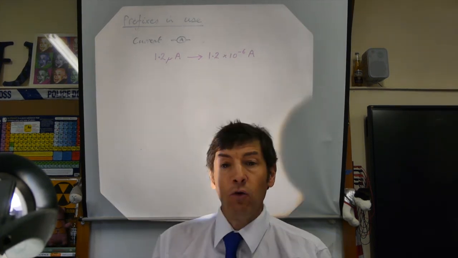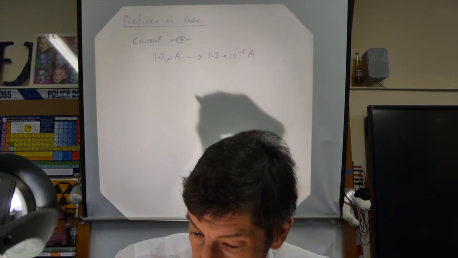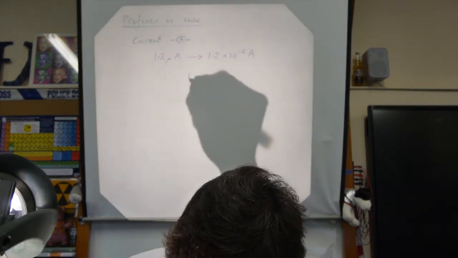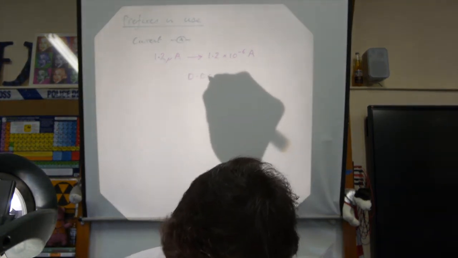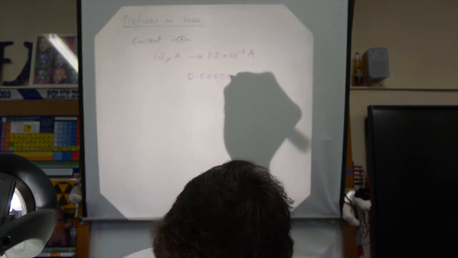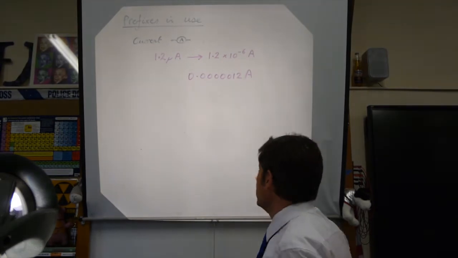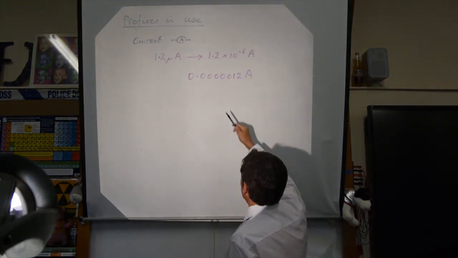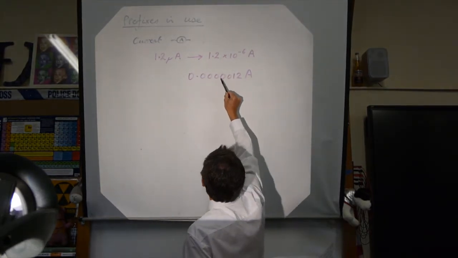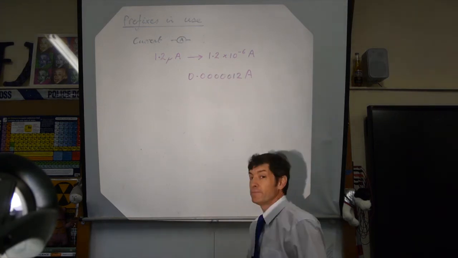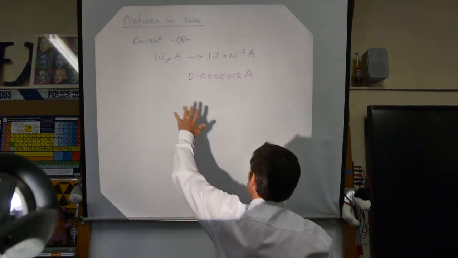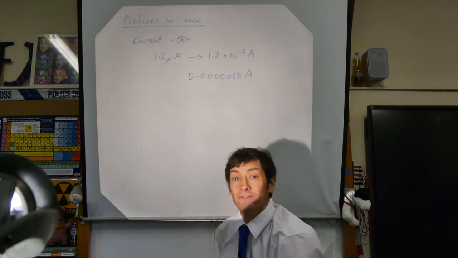Okay, it avoids this sort of nonsense. 0.000000012 amps. Now I used to do this when I was little. I used to go 1, 2, 3, 4, 5, 6. And if you do this sort of thing, you'd be behind the curve, as it were.